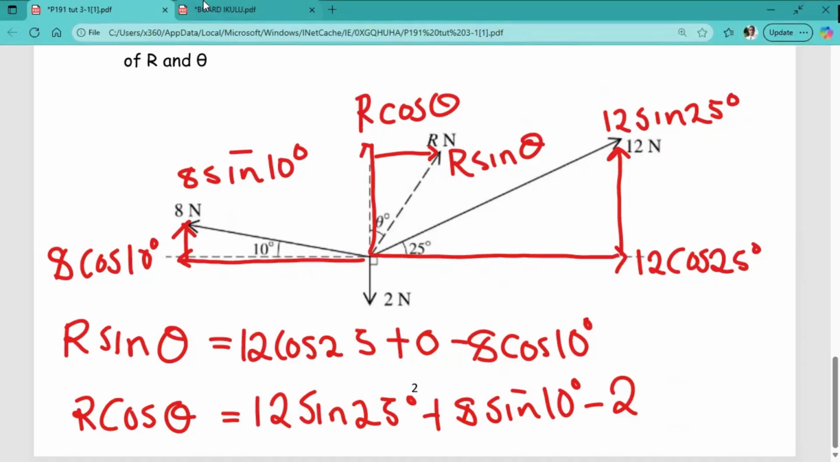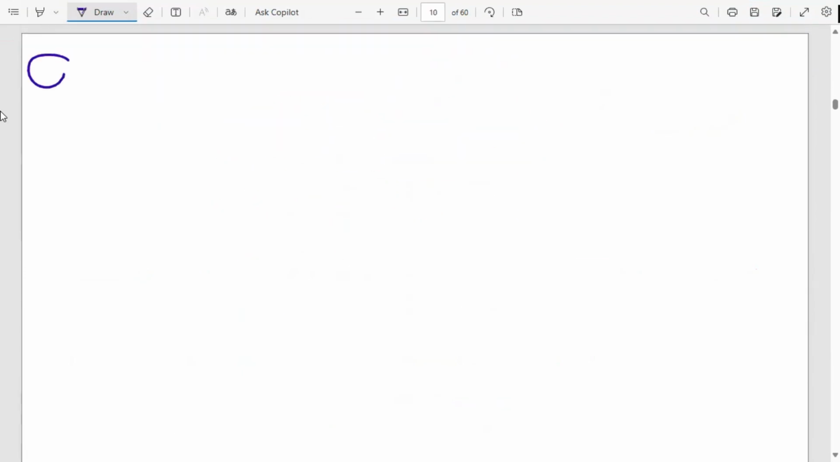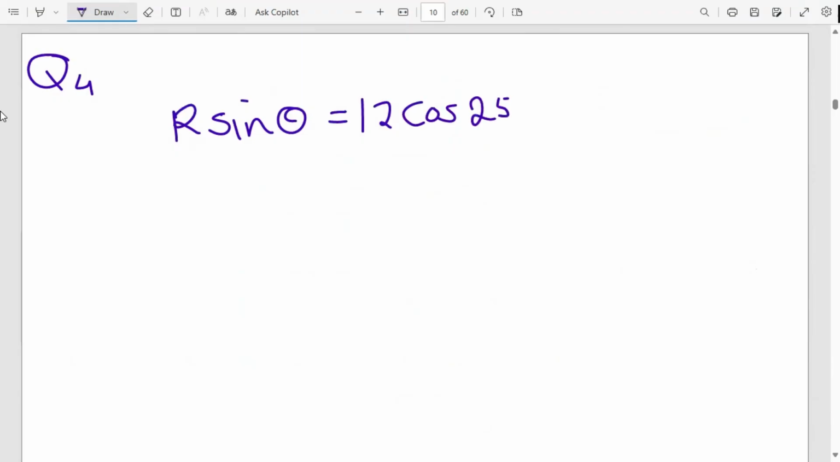Using these 2 equations, we're going to say this is our question 4. So this is question 4, and the 2 equations we're using are that R sine theta will be equal to 12 cos 25 plus 0 minus 8 cos 10 degrees.